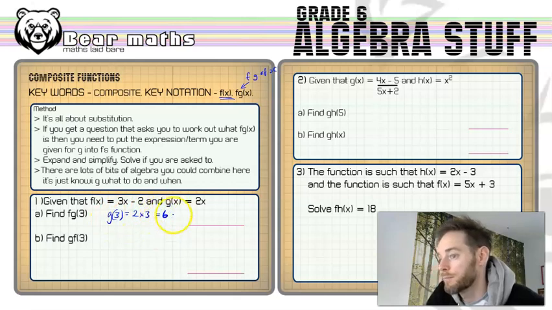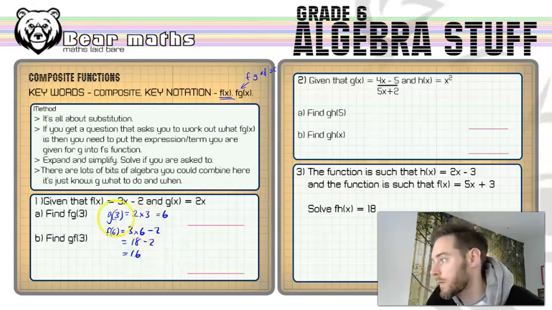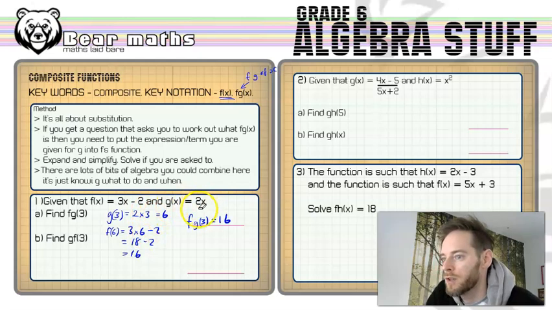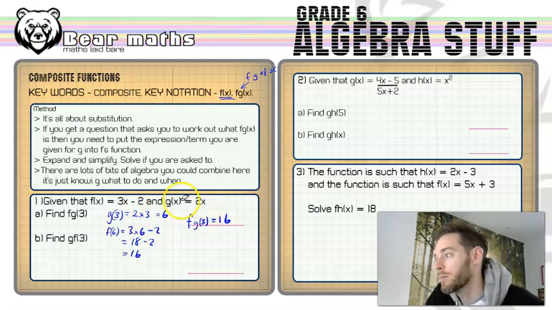Now we're going to put our answer in, so it's like input, output. Our input was 3, our output is 6, our new input is 6. That's going into f's function now. So f of 6 is equal to 3 multiplied by 6 minus 2. That's 18 minus 2, and 18 minus 2 is 16. So our final answer for the composite function fg of 3 is 16. I hope that makes perfect sense. We get input, we put it into one function, we get an output, and the output then becomes the input for the new function that we're joining it to.